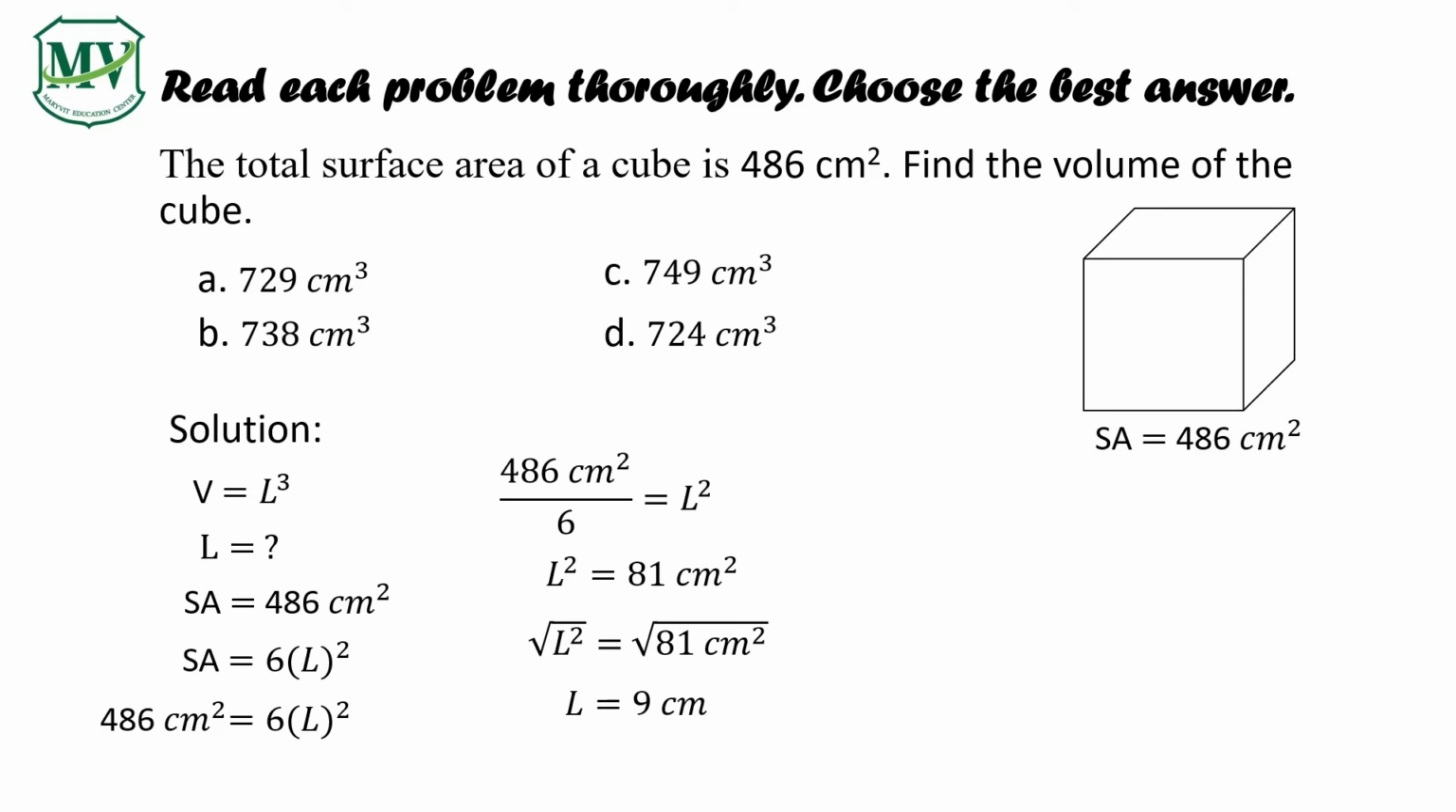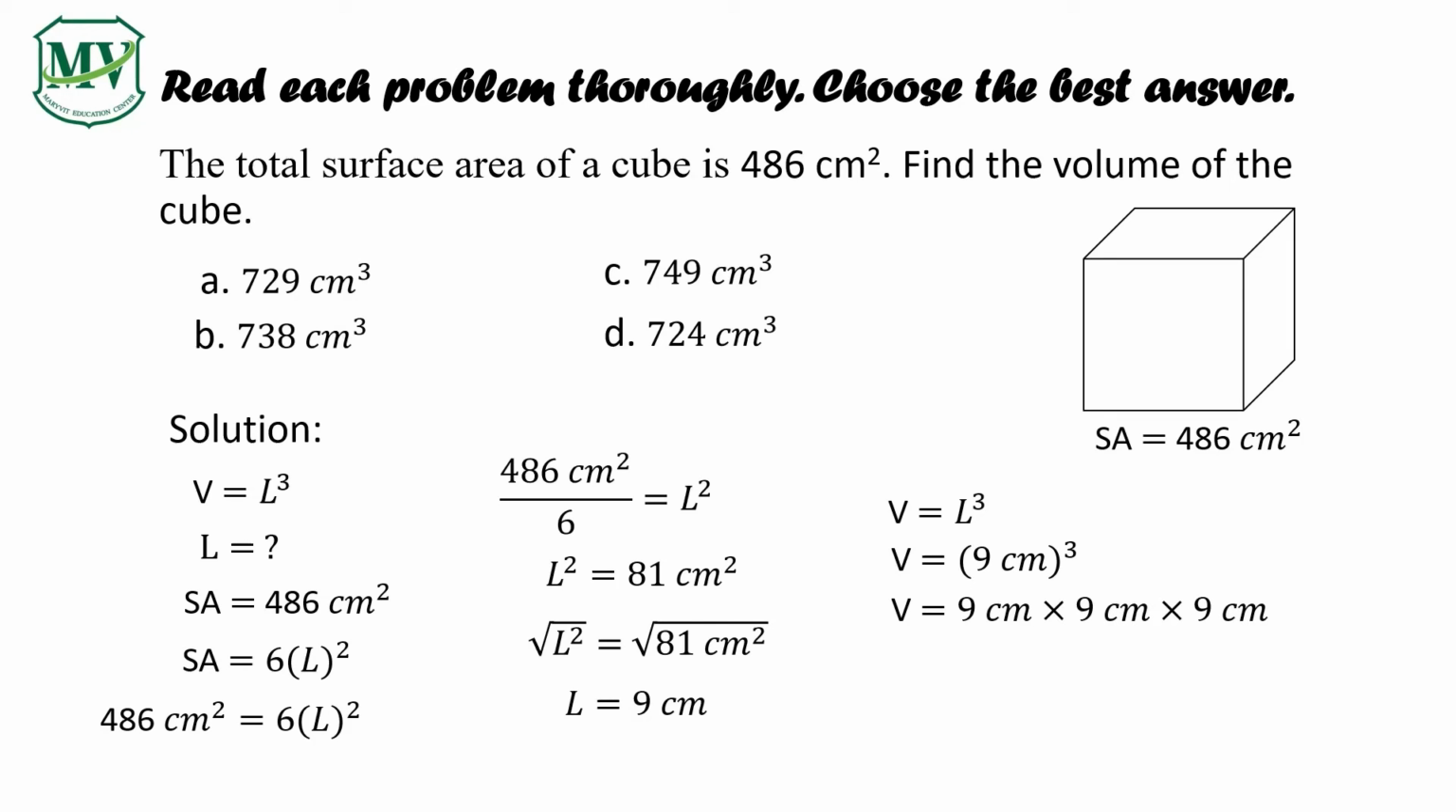So we have now the value of L, so we could find now the volume. So to find the volume, we use the formula V is equal to L raised to 3. So V is equal to 9 centimeter raised to 3. That is V is equal to 9 centimeter times 9 centimeter times 9 centimeter, which is equal to 729 centimeter raised to 3. So the correct answer is letter A.